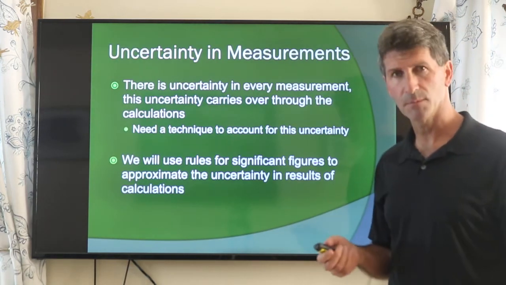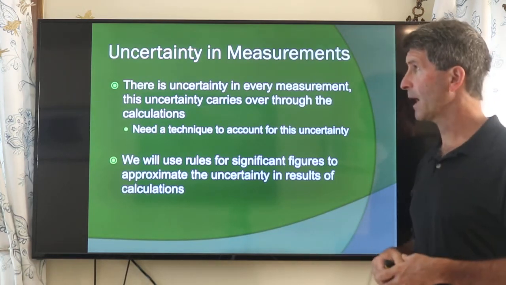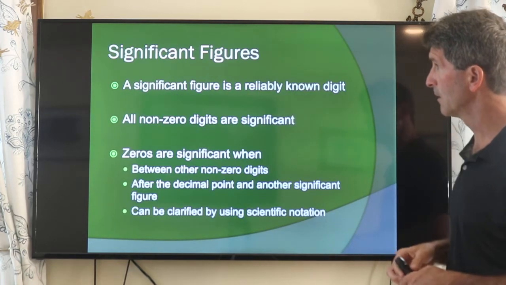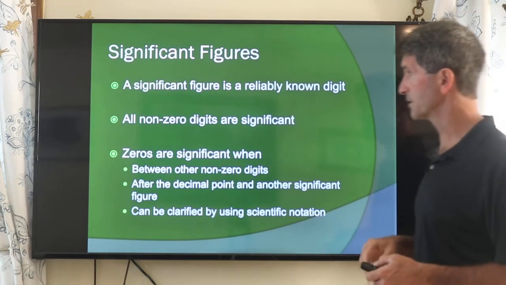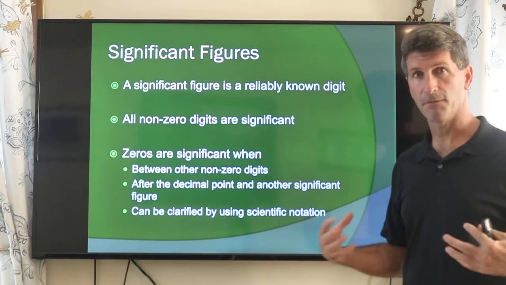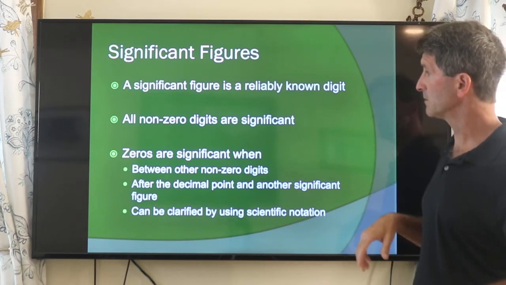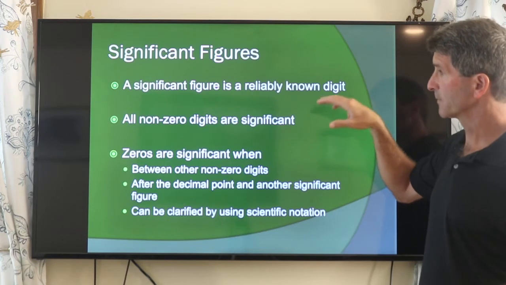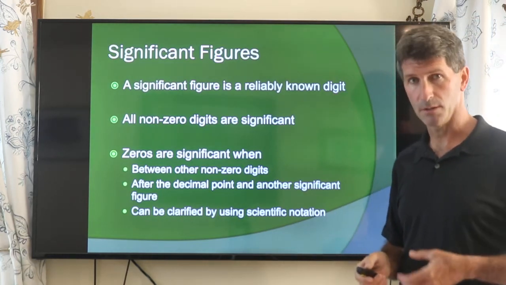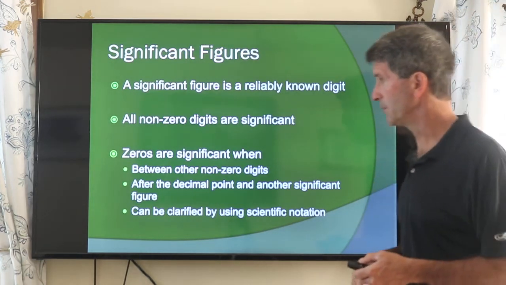We have exact numbers, which, as their name implies, are exact. And we have measured numbers, which have some uncertainty to them. Okay? So significant figures basically tell us how reliable this figure is. In fact, a significant figure is a reliably known digit. The last significant figure is the most uncertain of all the digits. Okay? And again, we'll go through quite a bit of this.